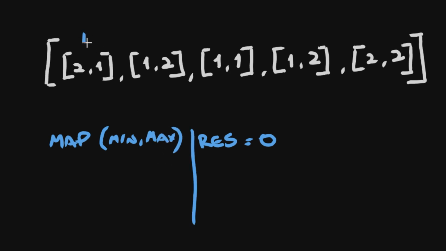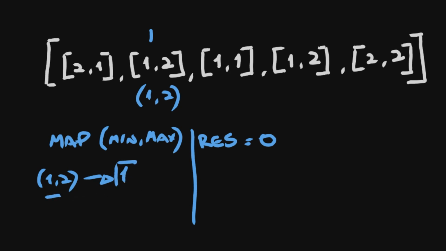First, our i pointer is here and we are checking if we have a tuple with 1 and 2 in our map, and we don't, so we add this as a tuple with a count of 1. Now i pointer is here and we are checking if we have 1 and 2 as a key in our map, and we do have this, so we add the count to our result, which is now 1. And here we also need to update this count to 2.